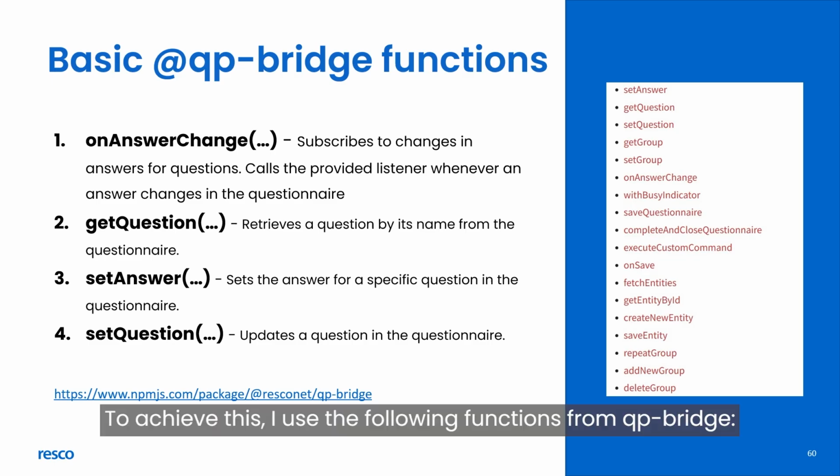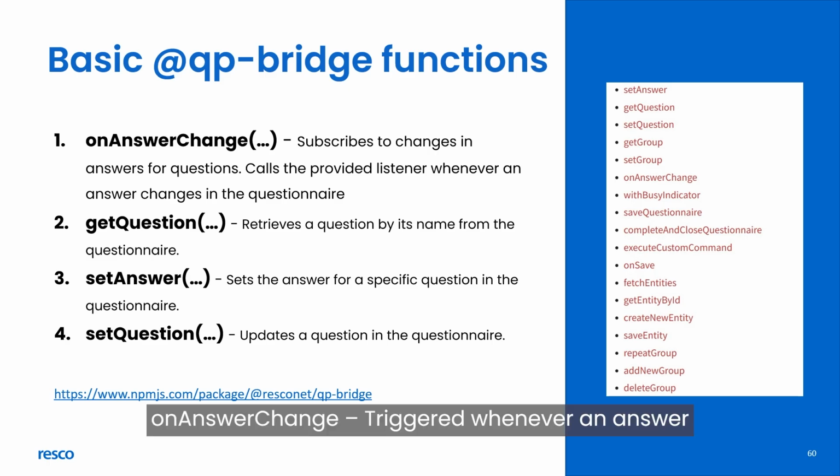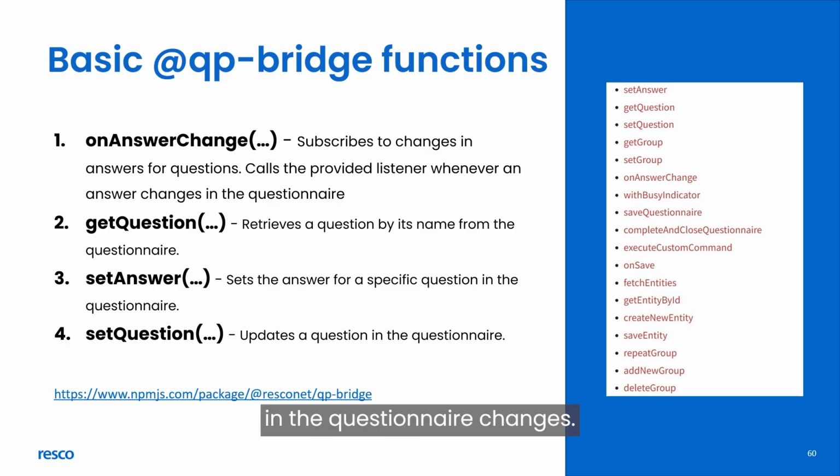To achieve this, I use the following functions from the QP bridge. onAnswerChanged. Triggers whenever an answer in the questionnaire changes. It provides the question name and the new answer as the parameters.